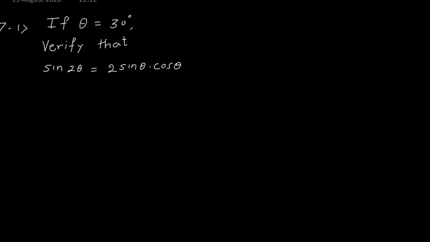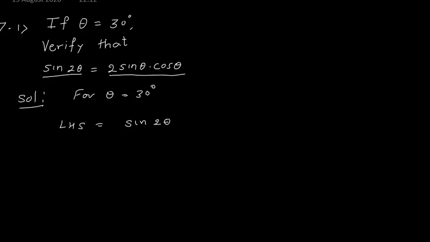Now here I have to verify that sin 2 theta is 2 sin theta cos theta. Again this is an identity, you can learn this formula. Now we have to verify this for 30 degree. So our solution, I will say that for theta equal to 30 degree, left hand side is sin 2 theta is equals to sin 2 into 30, that is 60 degree, that is equals to root 3 divided by 2. This is our left hand side.